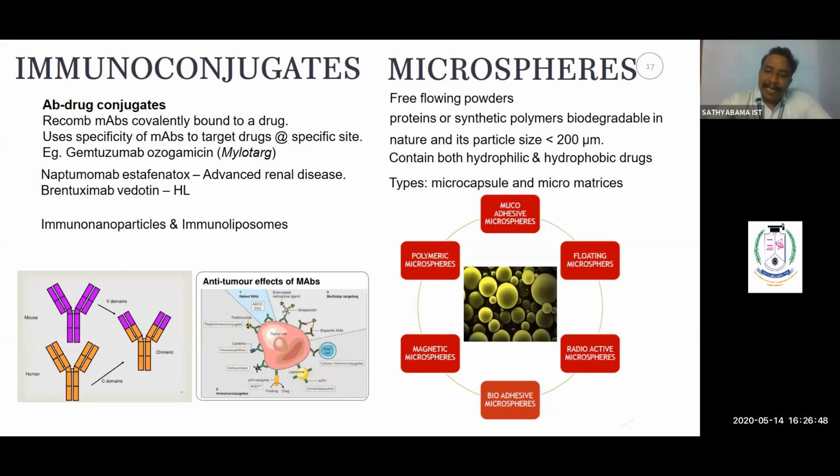And the magnetic microspheres, which we have already seen with the magnetotactic bacteria, which has the mam genes as well as the magnetic particles present, is used for the tag and drag method. Likewise, these magnetic microspheres can also be used for the tag and drag method. And polymeric microspheres, bioadhesive microspheres, and radioactive microspheres are also present.